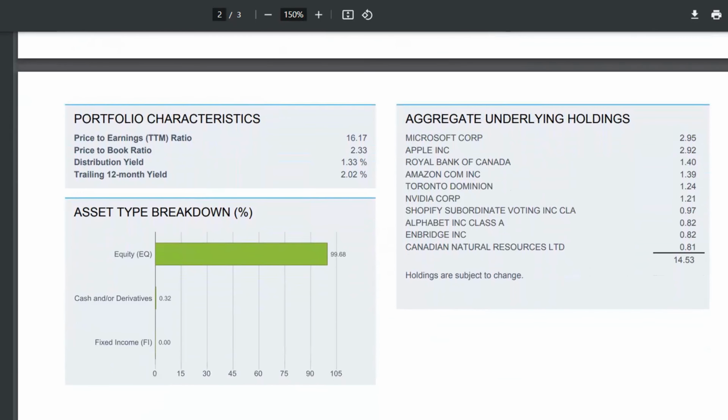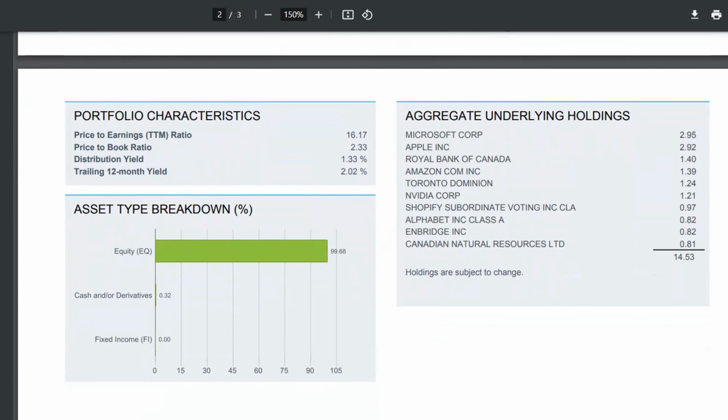If you scroll down on the second page, it shows you the aggregate underlying holdings, even though the holdings consist of 4 ETFs. If you look at the underlying holdings within them, the biggest exposure is to Microsoft at 2.95%. Following that, we have Apple, Royal Bank of Canada, Amazon, and Toronto Dominion Bank among the top 5 holdings.